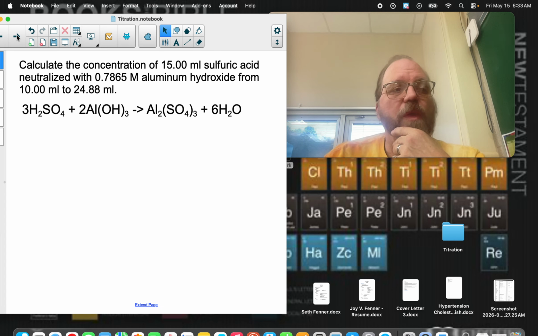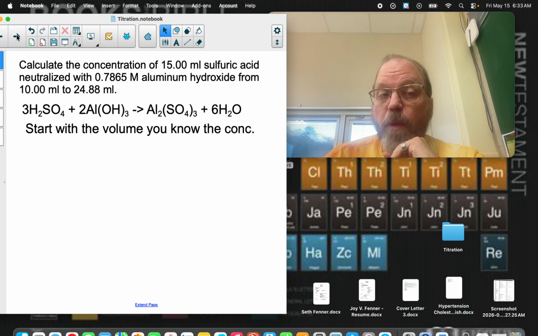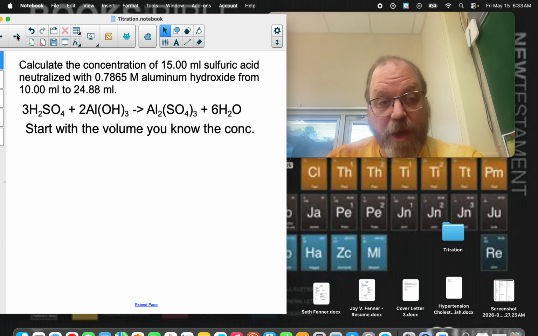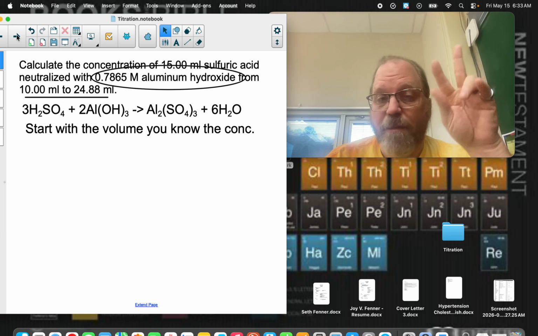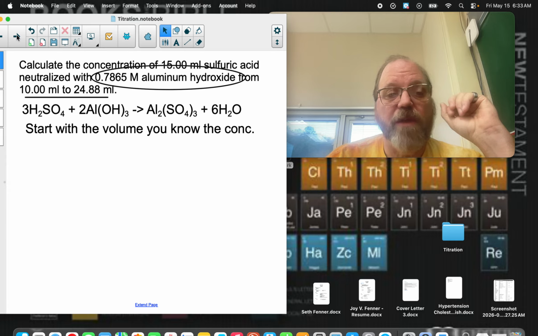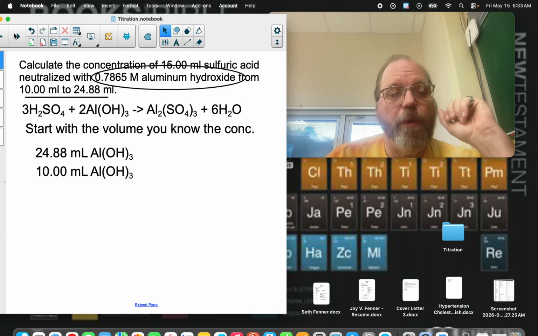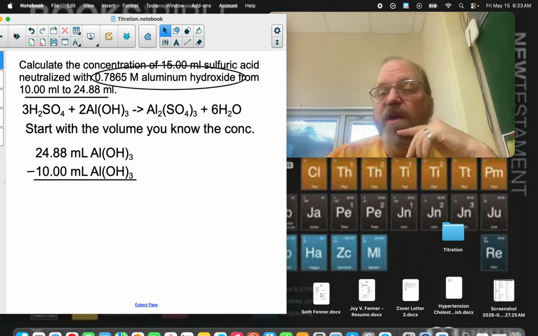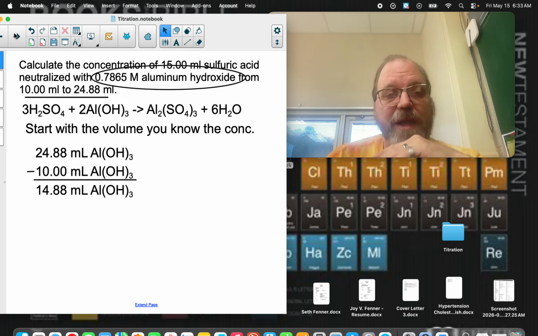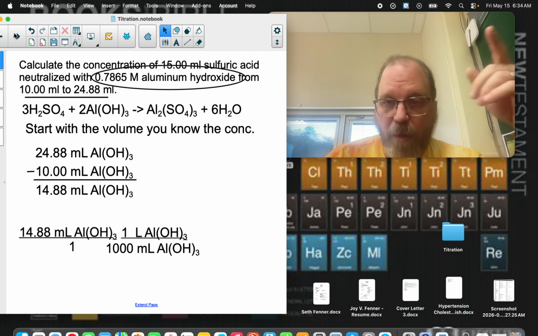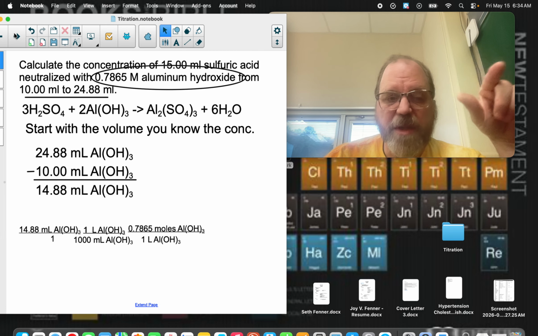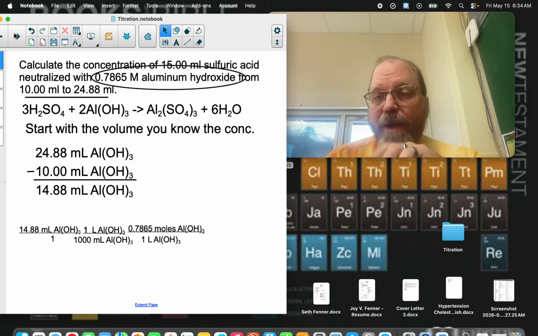There we go. Now we always start with the volume we know the concentration of. We know the aluminum hydroxide is 0.7865 molar. So we're going to take the two values in the burette and subtract them: 24.88 milliliters minus 10.00 milliliters. We get 14.88 milliliters of hydroxide. Going to put that over 1. Convert to liters, because molarity is moles per liter, and use that 0.7865 moles over 1 liter.